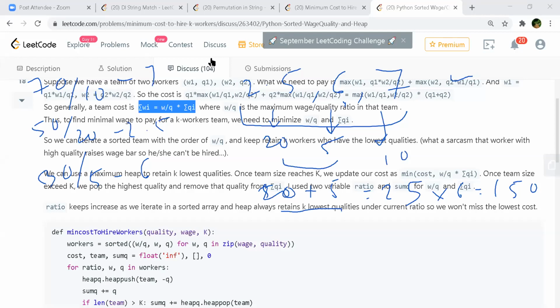Because if we take this ratio, 6 is a bigger ratio than 2.5, right? So if we pay as per this ratio for both of these workers, they will accept that offer, because this is going to be more than or equal to the minimum wage of each and every worker. Yes, the ratio is bigger. So once we get 150 in this case, our heap is only of size 2, because k equals 2.